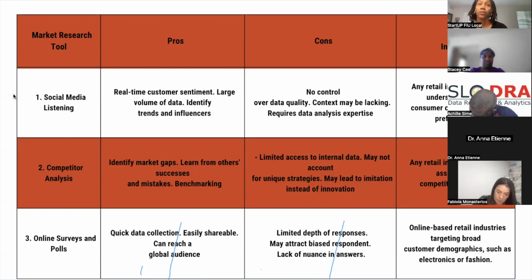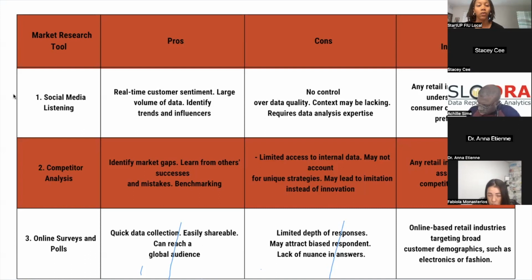Competitor analysis may have a cost associated with it. There's general information about your competitors that you can find on their social media and maybe on websites, but there may be a cost or registration to get business insights towards unique strategies. Again, competitor analysis is a tool that you can use across any of the retail industries because it helps you to better access and assess your competitive landscape.